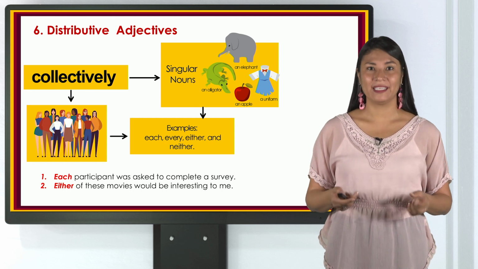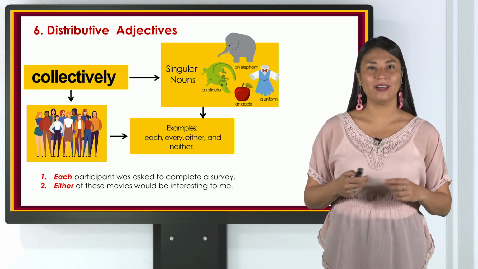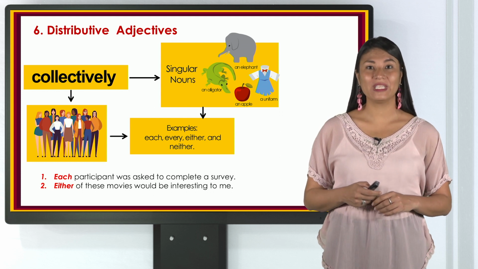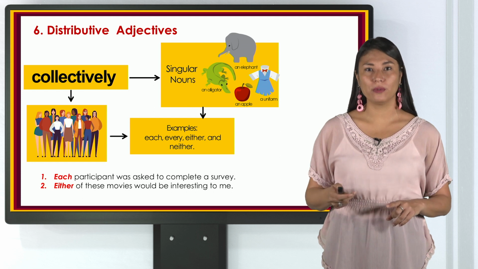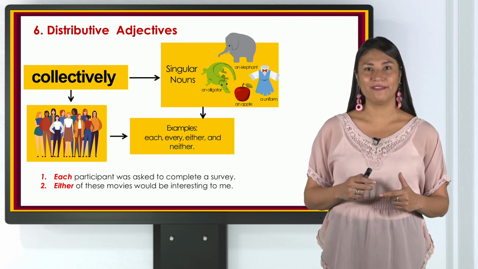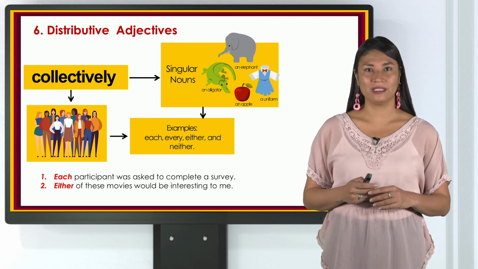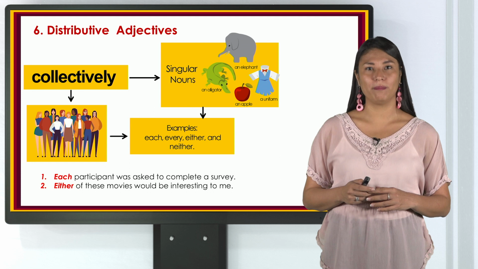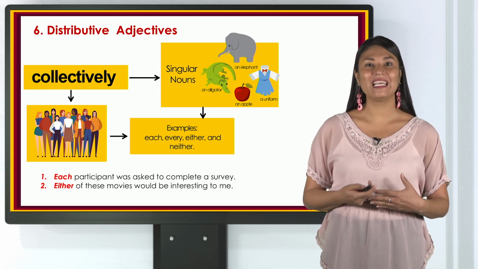Distributive adjectives. They are used to show that the persons or things are counted individually, normally used with singular nouns, and they refer to members of a group or individuals. Examples: each, every, either, and neither. In sentences, each participant was asked to complete a survey, or either of these movies would be interesting to me.